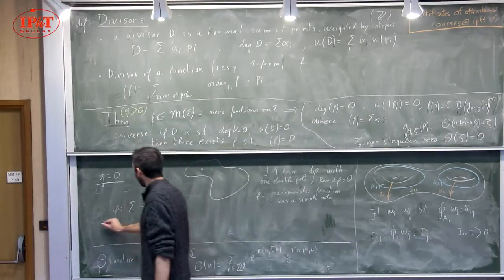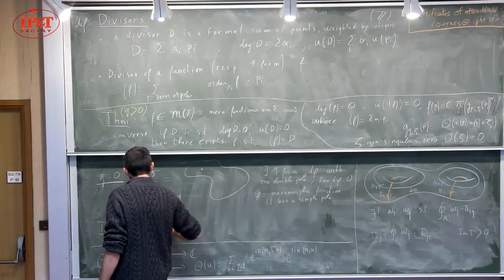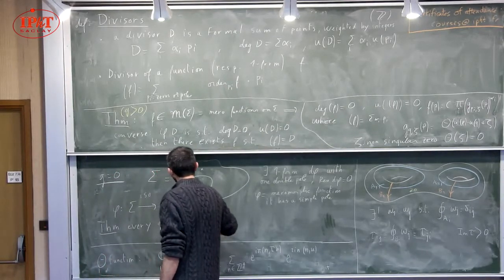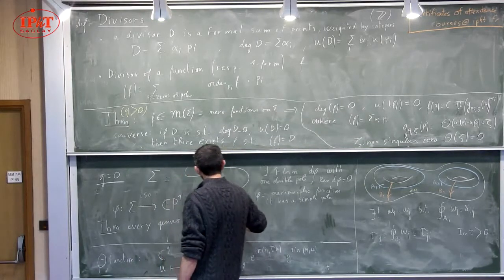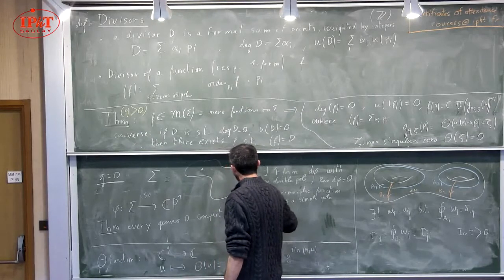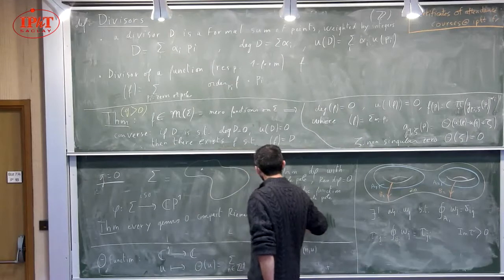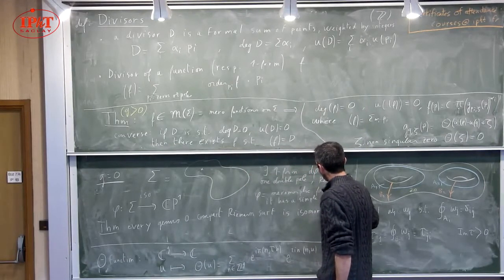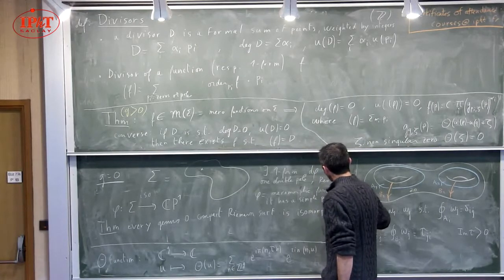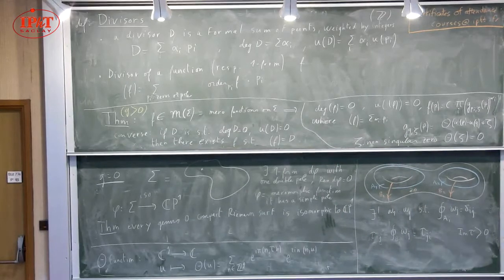Well, so the theorem is that every genus 0 compact Riemann surface is isomorphic to CP1. So it means we can work with CP1.